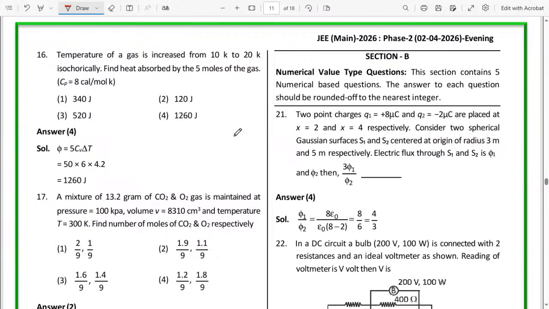The temperature of a gas is increased from 10 K to 20 K isochorically. Find the heat absorbed by 5 moles of the gas. So the correct option for this question is option 4, 1260 joules, the correct option, students.